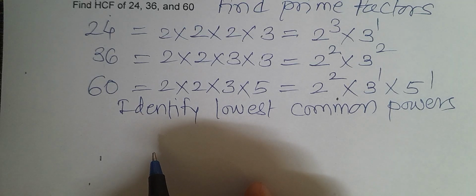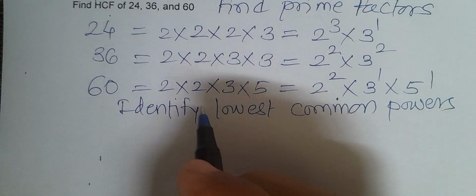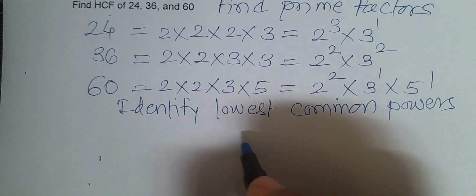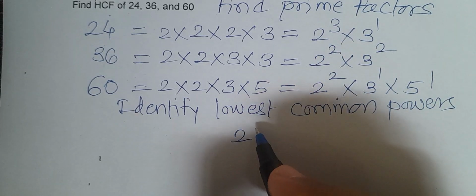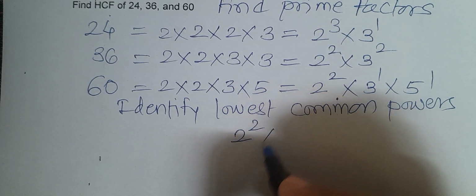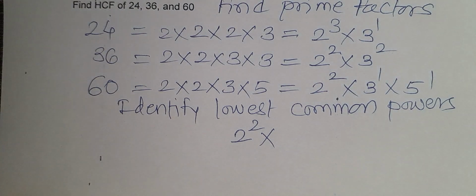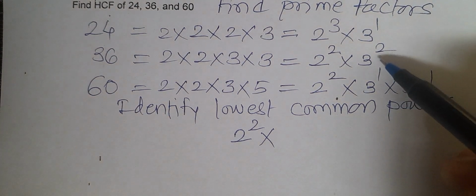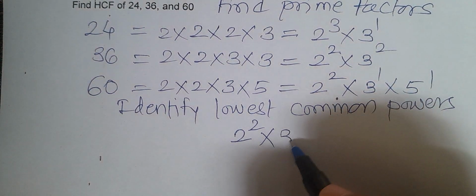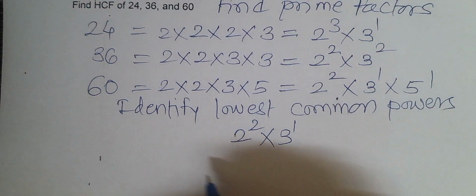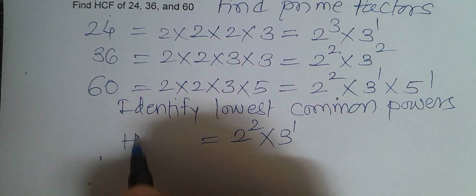So for prime 2, the lowest power is 2 raised to power 2. And for 3, the lowest power is 3 raised to power 1. Okay. So this is the highest common factor.